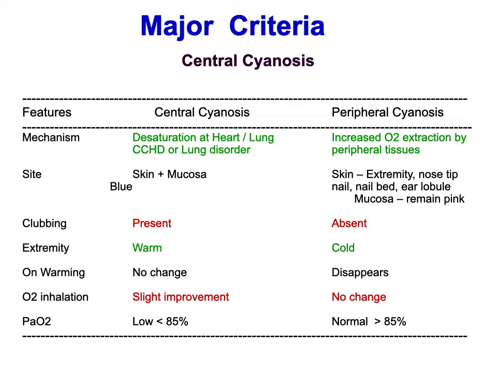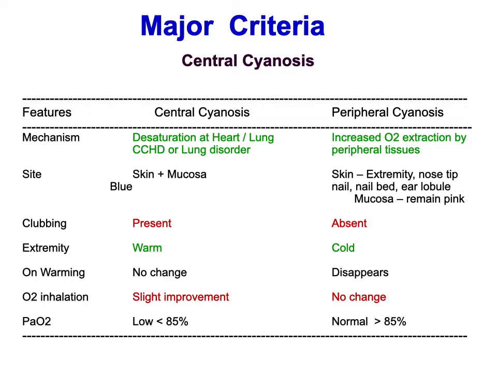Central cyanosis develops due to a defect in the central oxygenation apparatus, which is the heart or lung. So any condition which leads to significant disease of the heart and lung will lead to central cyanosis. So there will be less oxygen supply into the blood from the oxygenation apparatus and the whole body will be cyanosed. So both skin and mucosa will be blue.